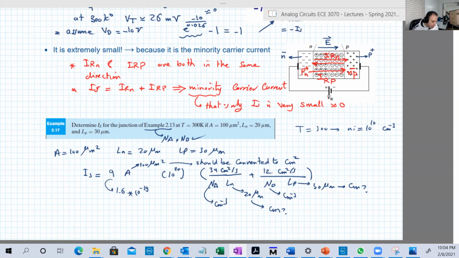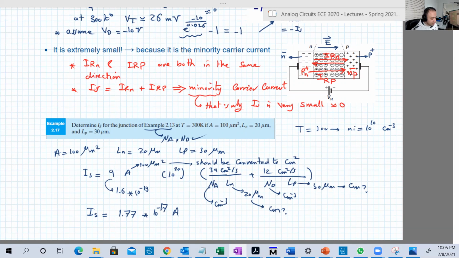Good. If we calculate all of that, IS will be 1.77 times 10 to the power of minus 17 ampere. Look how small it is. We know it's a minority carrier current, and now, using just direct substitution with practical numbers, you see how IS is very small. It's extremely small.